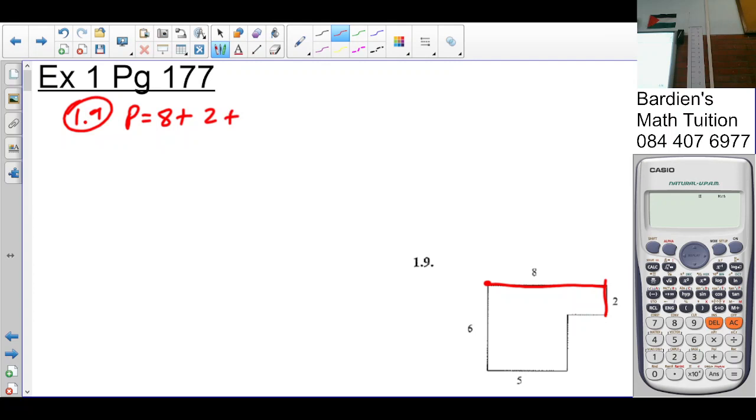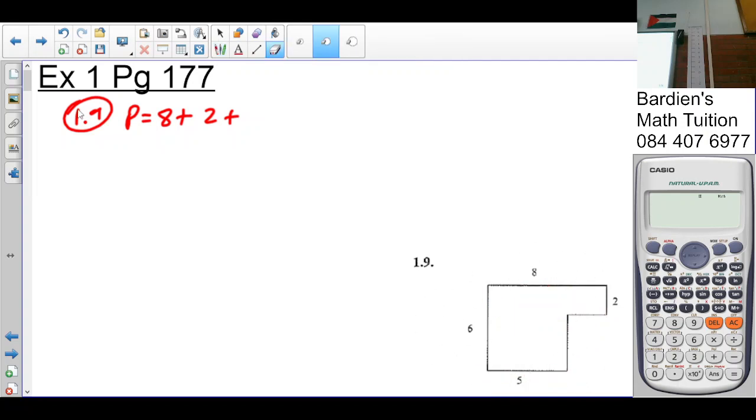plus. Now you see, this is not marked, it's an unmarked part of the perimeter. So what's the length from there to there? 8. And what is the distance from there to there? 5. As you can see, this and that is the same. So that means the length of that unmarked piece is 3.